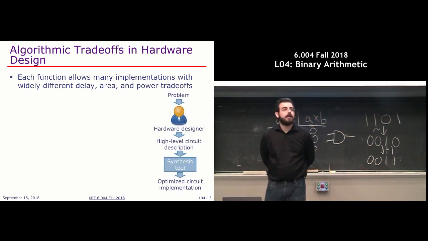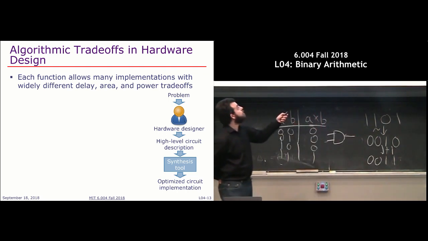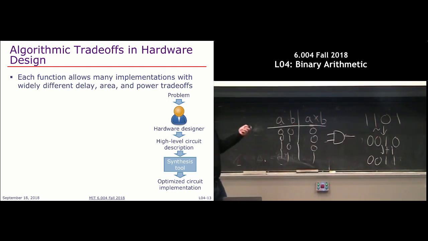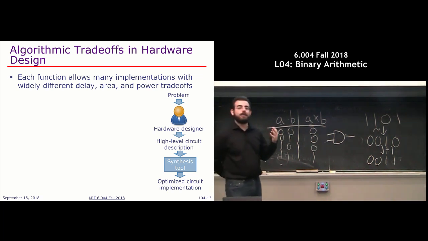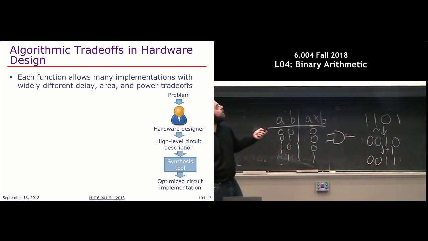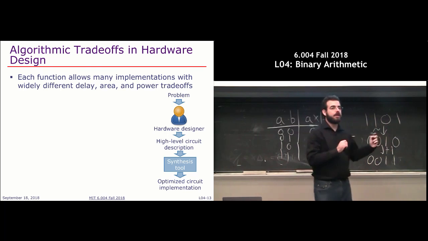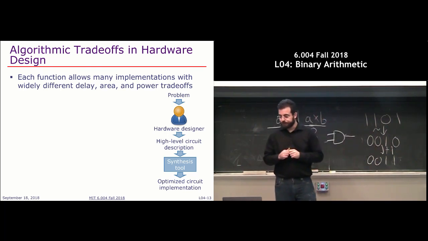And so in general, if you think about the problem of designing a digital circuit, you start with some description of the problem, and then you, the hardware designer, go and turn this into a high-level description of a circuit that solves the problem. Then you're going to go and use a synthesis tool, like we discussed in lecture 2, that gives you an optimized implementation of your circuit, maps it to the gates that we have in our standard cell library, and so on.